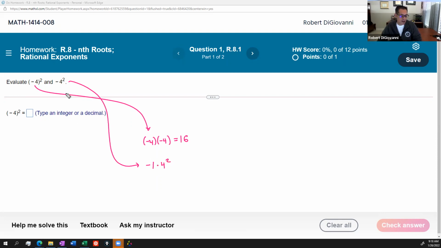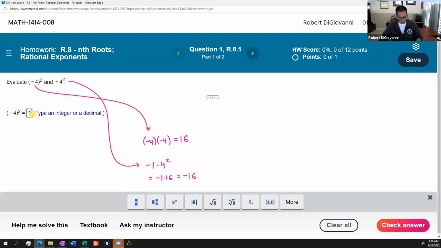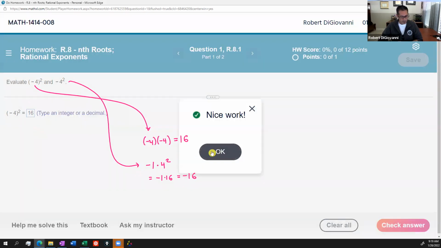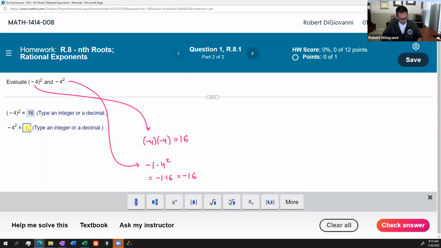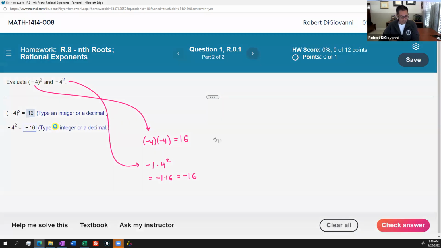It's important that that negative is not in a parentheses with the 4. So that negative really acts like a -1 on the outside. And then that would become -1 times 16, which is -16. So we get 2 different answers depending on whether or not we have a parentheses or not. Very important. So this answer would be 16, and the other way is -16. All right, let's take a look at the next question.